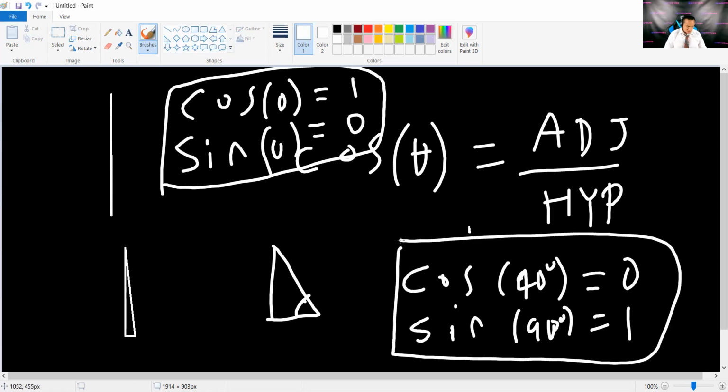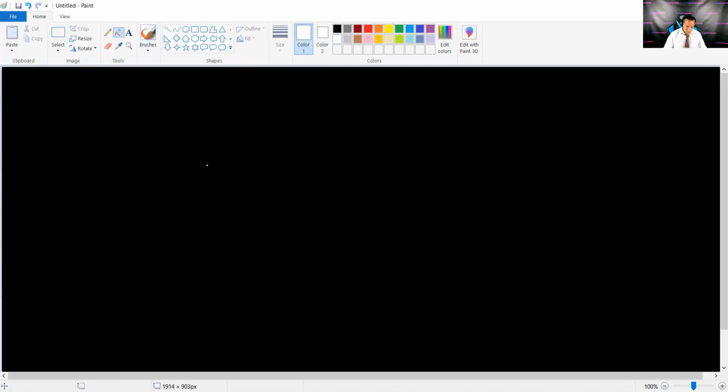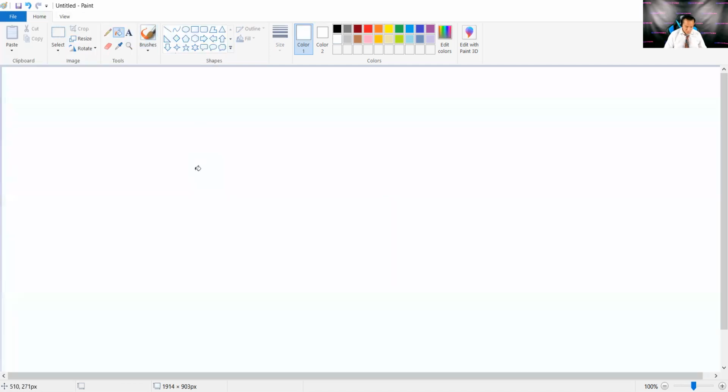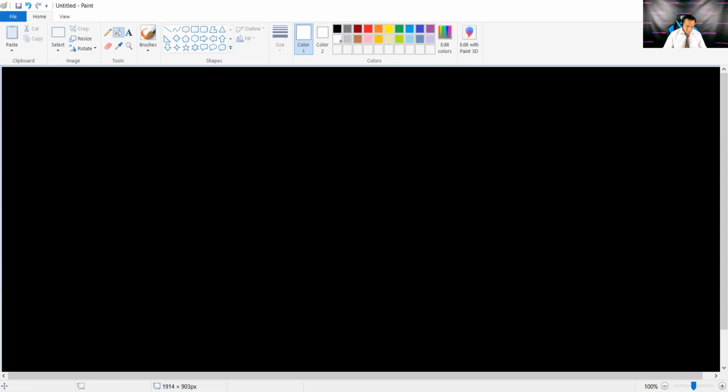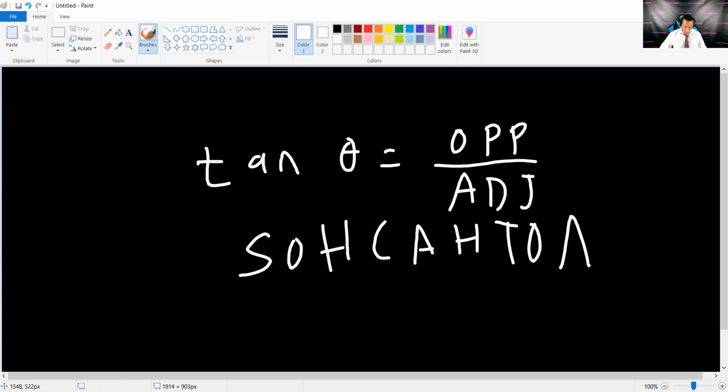Now, what's tangent? Well, tangent is, you can do one of two things. Tangent is either opposite over adjacent, which we already know from SOHCAHTOA. Let's go back to SOHCAHTOA. You can see the tangent is opposite over adjacent.